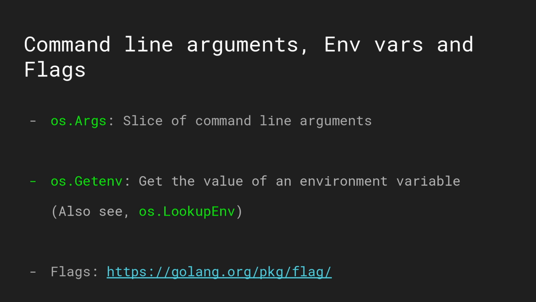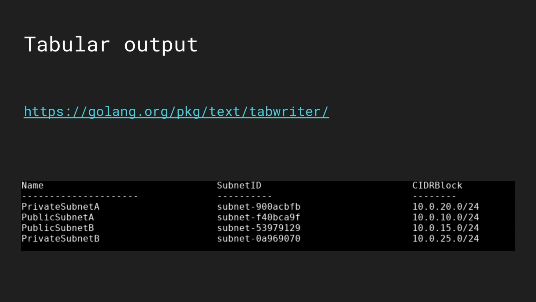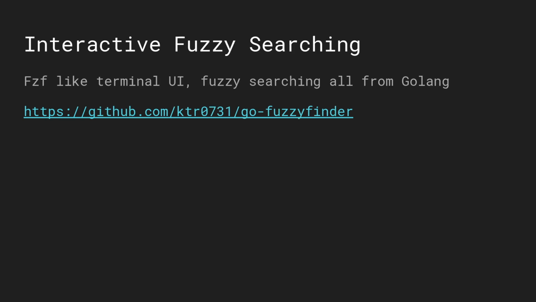We have sort of discussed these things a bit, which is os.Args has the slice of command line arguments, os.Getenv has the environment variable, and LookupEnv is similar. There's a package which I really found useful for tabular output called tabwriter. It's a standard library package as well, so that's really useful.